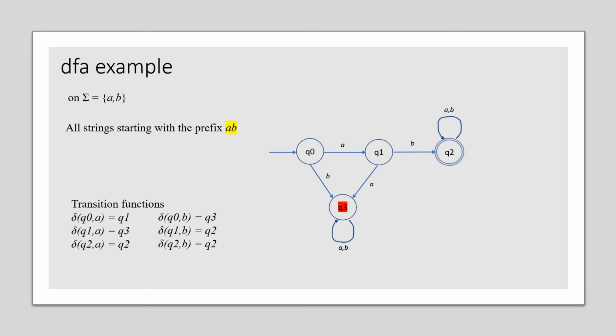If I'm in the trap state and I get an A or a B, it's going to stay in the trap state. It is not going to be a part of this language because it did not start with AB. So that is the complete DFA. All transitions are defined for each state and for each symbol of the alphabet.